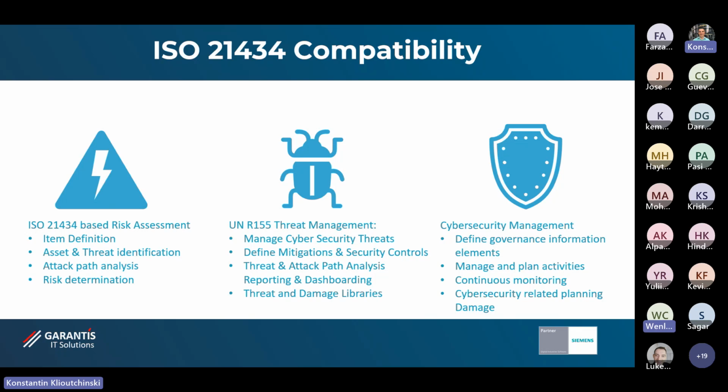So ISO 21434 is based on risk assessment. We need to do item definition, asset and threat identification. We need to find or define the attack path and do analysis. And then we do risk determination. And we also do threat management. So we manage cybersecurity threats, we define mitigations and security controls, and we perform threat and attack path analysis. And we need reporting and dashboards to see the overall status.